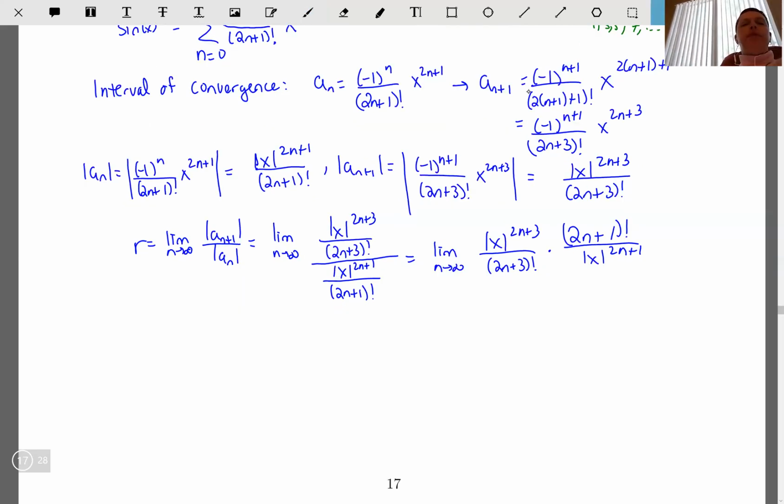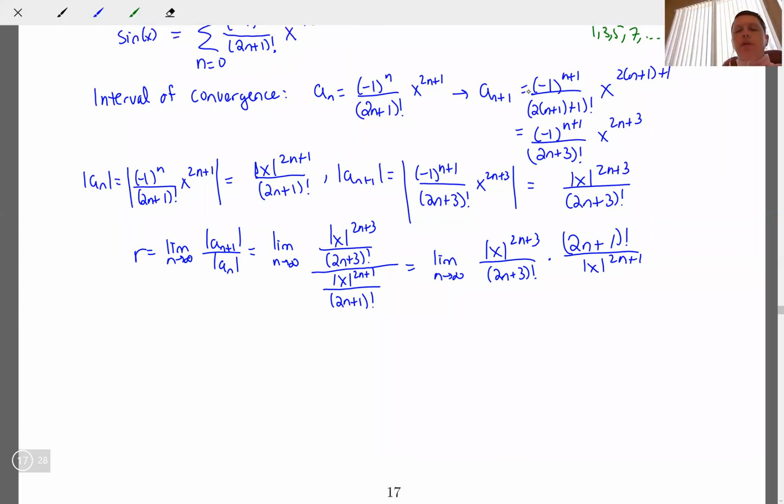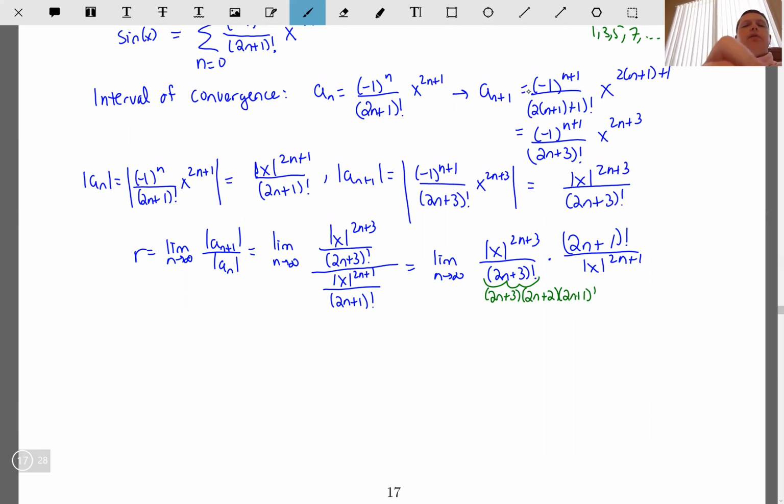So let's simplify this. The thing we want to remember is 2n plus 3 factorial is 2n plus 3 times 2n plus 2, all times 2n plus 1 factorial.